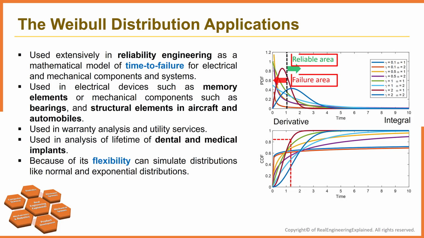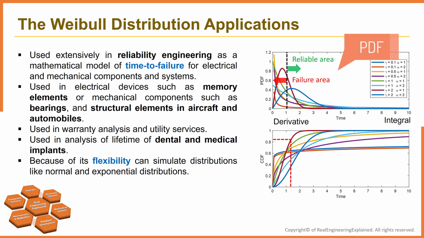The failure area and reliable area are shown on the PDF graph. The only reason to use the Weibull distribution is because of its flexibility. It can simulate various distributions like normal and exponential distributions. By appropriate selection of the parameters, it can take a variety of shapes.